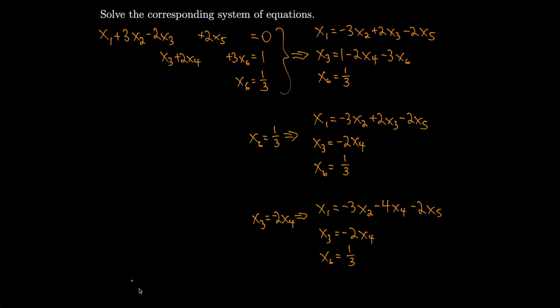So we just have x1 equal to negative 3r minus 4s minus 2t, where r is x2, s is x4, and t is x5. We'll take x2 equal r, we'll take x3 equal negative 2s, and x4 equal s, x5 equal to t, and x6 equal to 1/3.